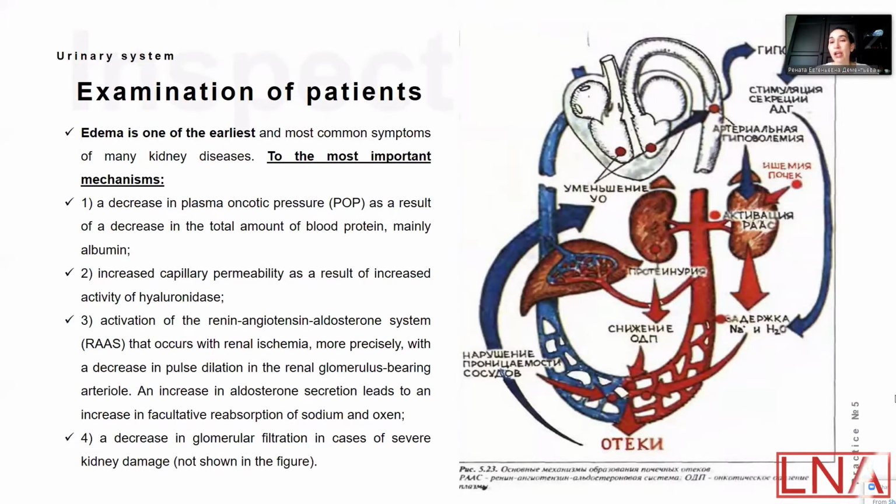Not shown in the figure, as you can see. So, first of all, it's a decrease in the level of oncotic pressure, and this point we can explain by the nephrotic syndrome, by the loss of the total protein fraction, including globulin and albumin. Second one, increased capillary permeability, like increasing intracapsular pressure, and activation of the renin-angiotensin-aldosterone system, like a compensatory mechanism.